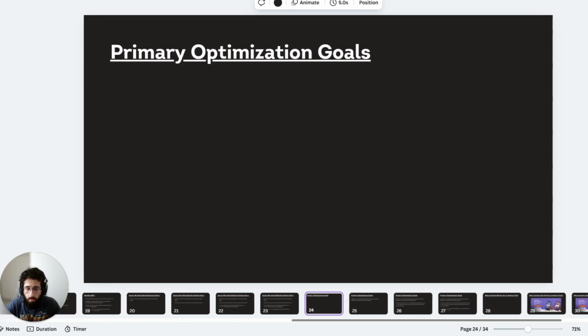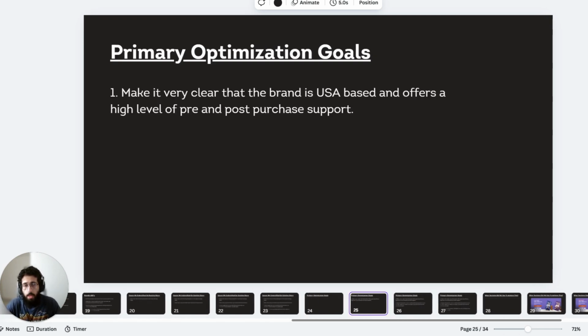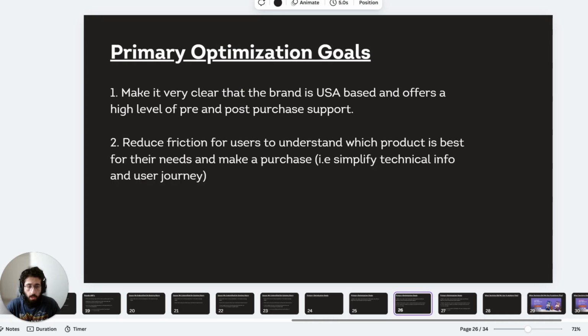Now, in terms of our primary optimization goals based on that, we wanted to make it very clear that the brand is USA based and offers this high level of pre-purchase and post-purchase support alongside the Facebook group as well. We also wanted to reduce the friction for users to understand which product is best for their specific needs and then make a purchase, and that would involve simplifying some of the technical info and the user journey through the website to the checkout as well.